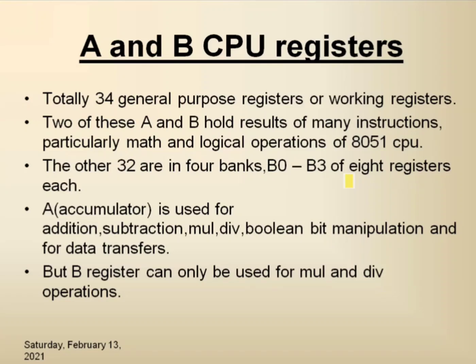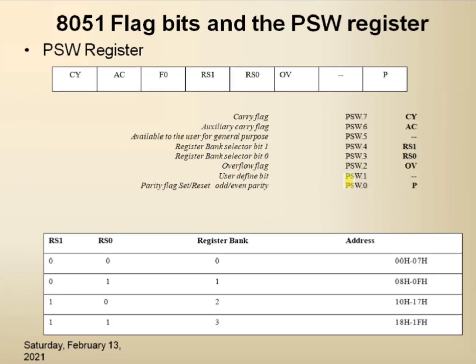For all types of operations, we can use the accumulator register, but the B register can be used only for multiplication and division. Those types of operations only, we can use the B register. A register denotes the accumulator register, and B register is simply B.